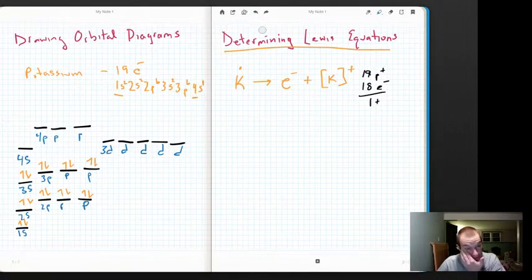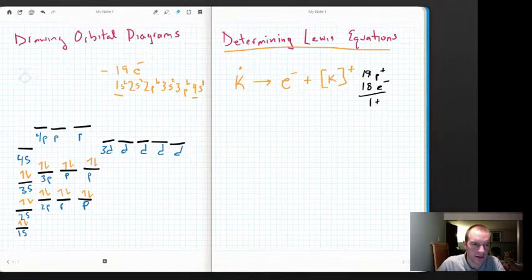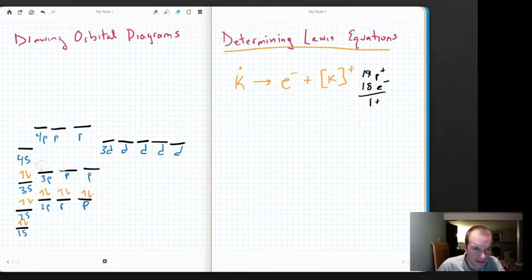So now we have to ask ourselves, okay, that's all well and fine, how do we go about figuring out how potassium is going to combine with something else? So let's go ahead and take a look at another example. I did potassium first, but now let's combine potassium with oxygen, for instance. The question is, what does the Lewis diagram look like when we combine potassium with oxygen? Well, the first thing we need to do is to start over again.